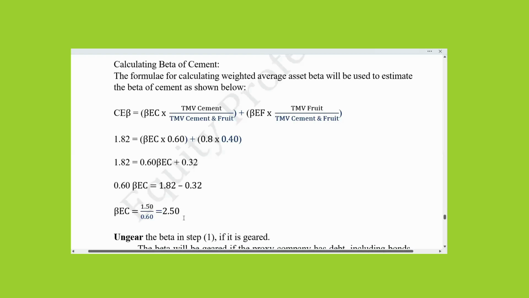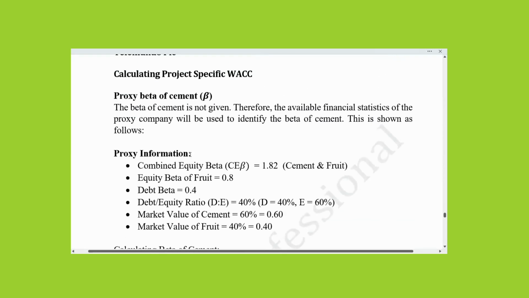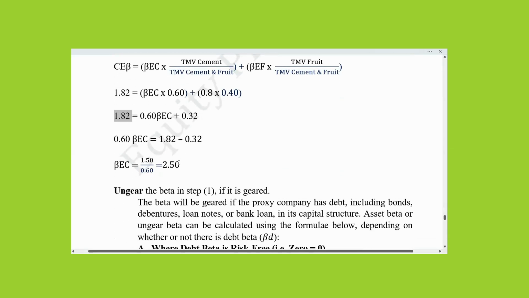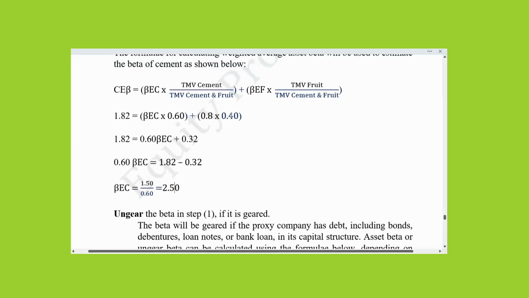Beta of cement is 2. No, it can't be 2.5. Yeah, it's 2.5. If the combined equity beta is 1.82, I don't understand. Beta of cement cannot be 2.5. The beta of cement cannot be more than the combined beta. So what is wrong?